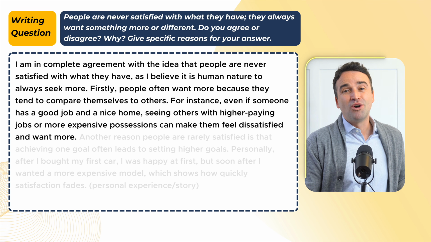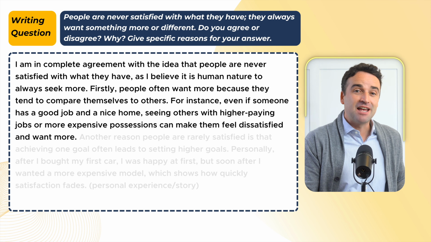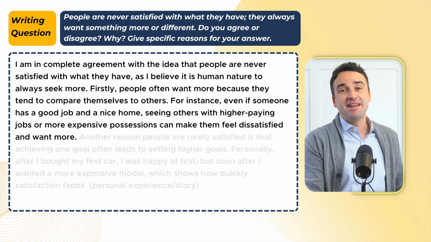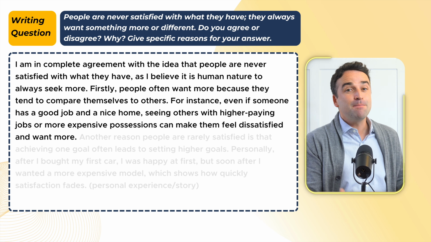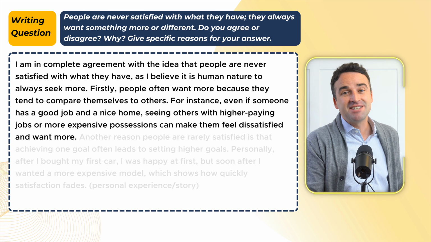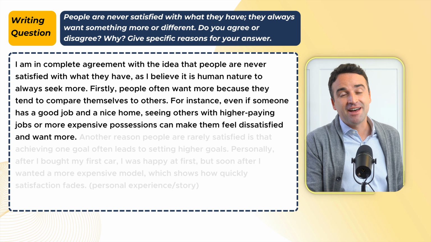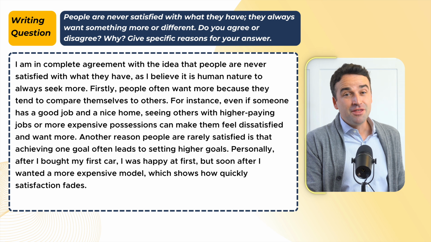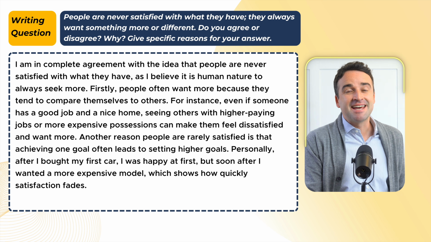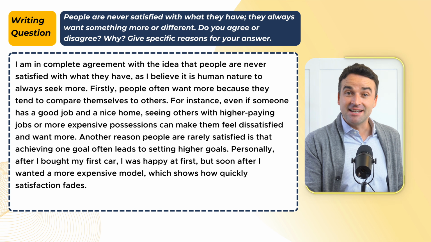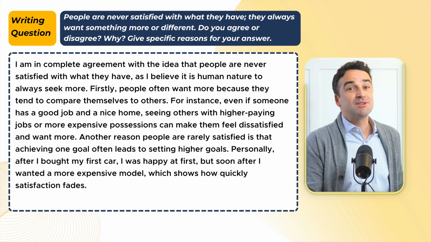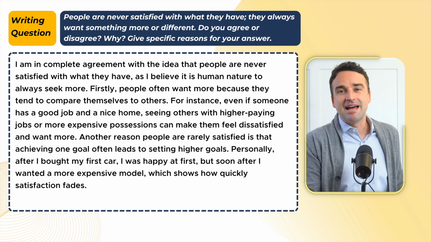Firstly, people often want more because they tend to compare themselves to others. For instance, even if someone has a good job and a nice home, seeing others with higher paying jobs or more expensive possessions can make them feel dissatisfied and want more. Another reason people are rarely satisfied is that achieving one goal often leads to setting higher goals. Personally, after I bought my first car, I was happy at first, but soon after, I wanted a more expensive model, which shows how quickly satisfaction fades.